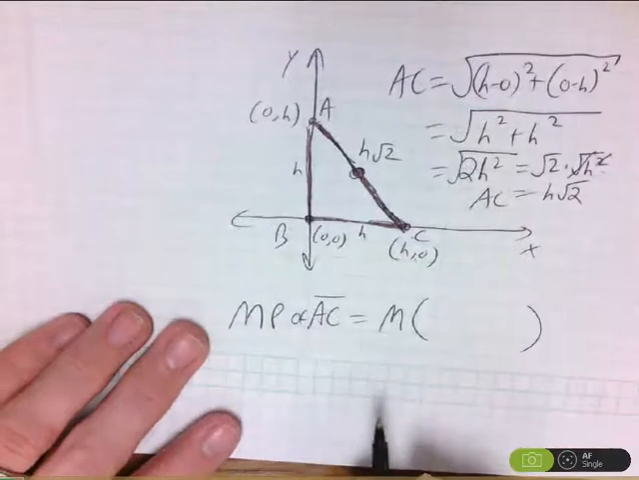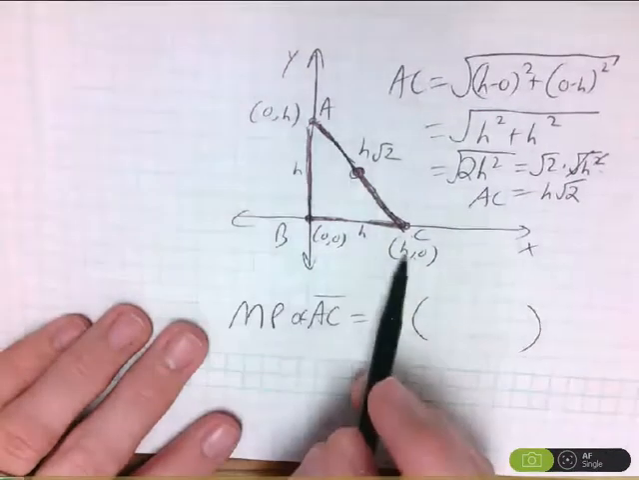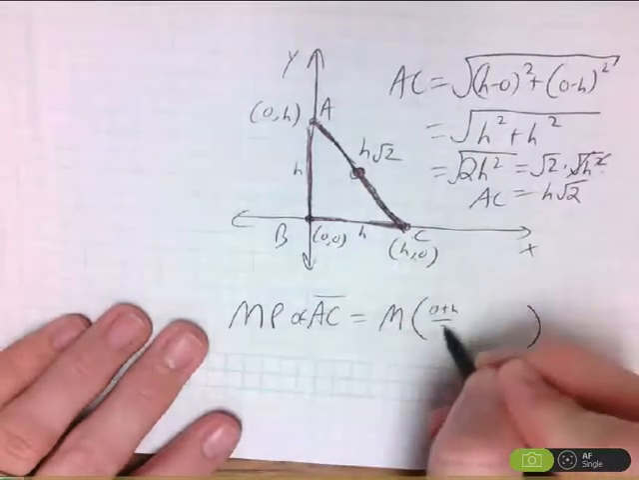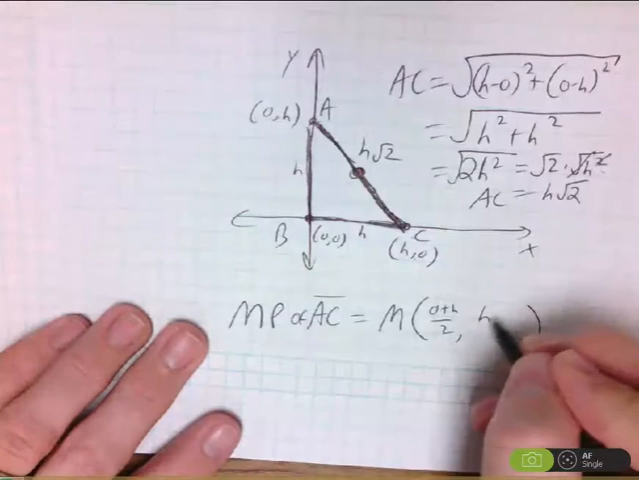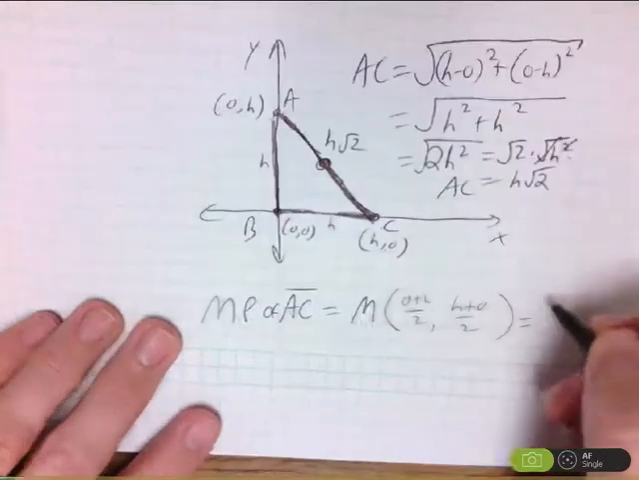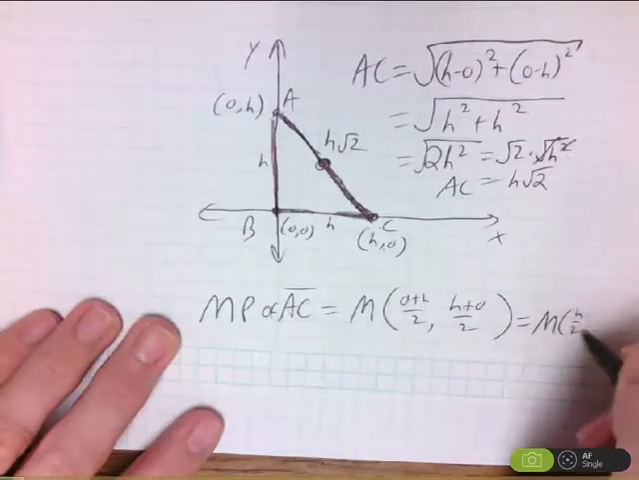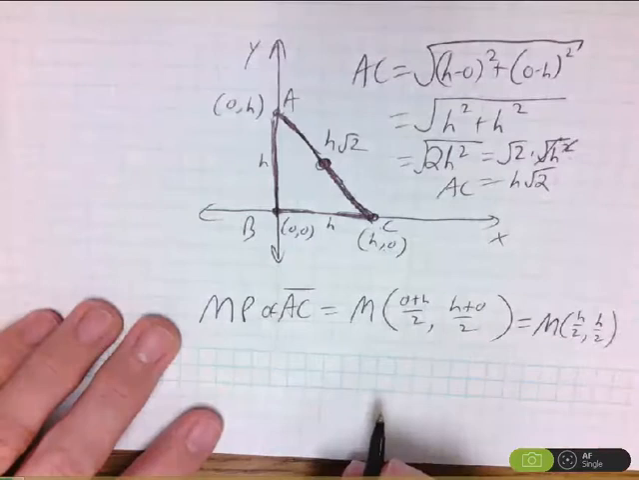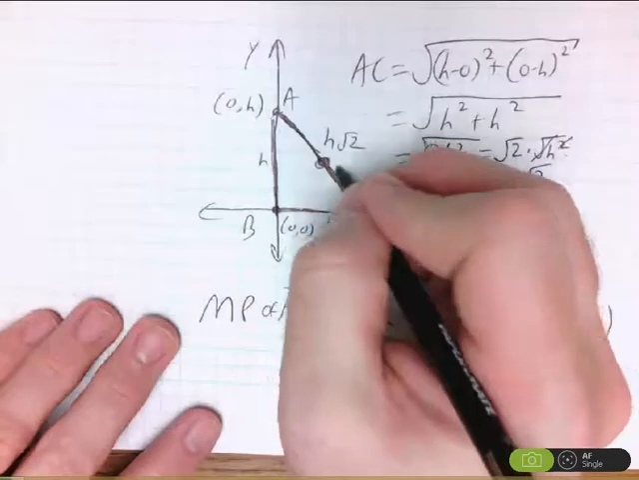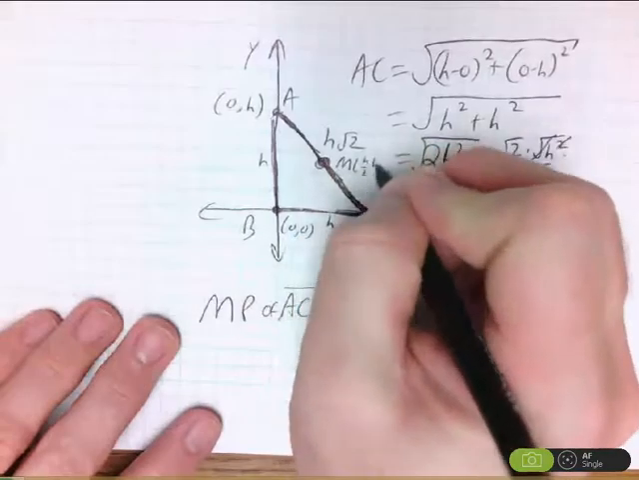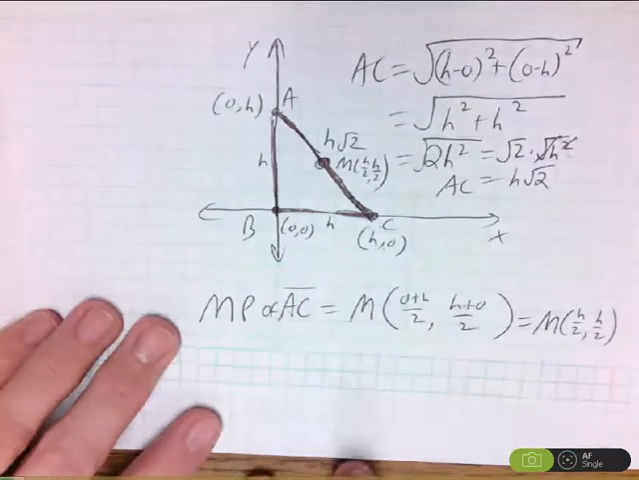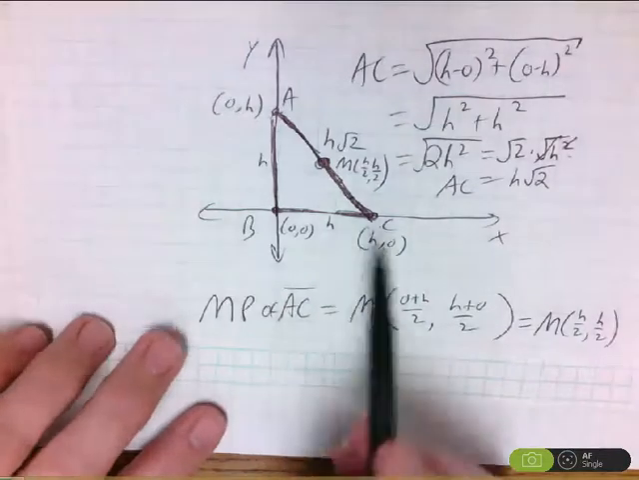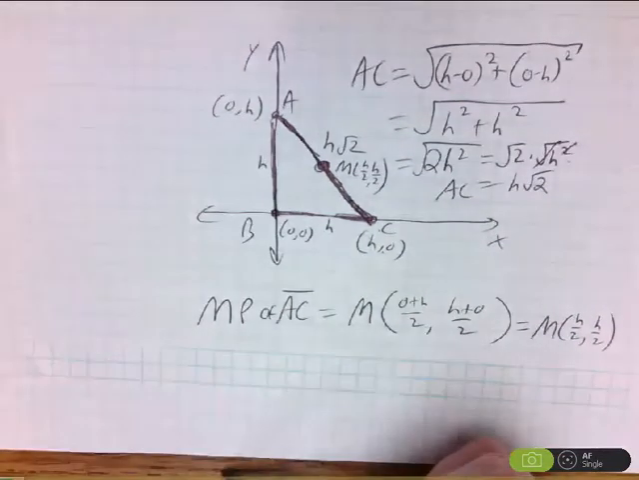All right, I guess we'll use the midpoint formula. 0 plus h divided by 2. h plus 0 divided by 2. That's going to be h over 2, h over 2, done. So this midpoint here, we'll call that big M, would be h over 2, h over 2. And maybe that's helpful when we need to do our mid-segment type stuff.